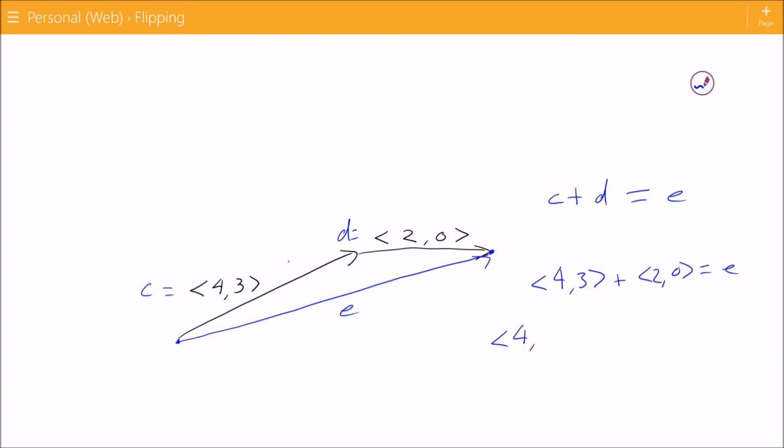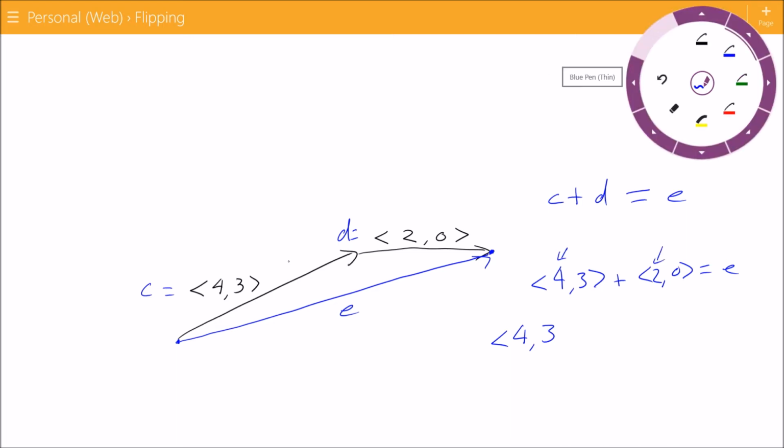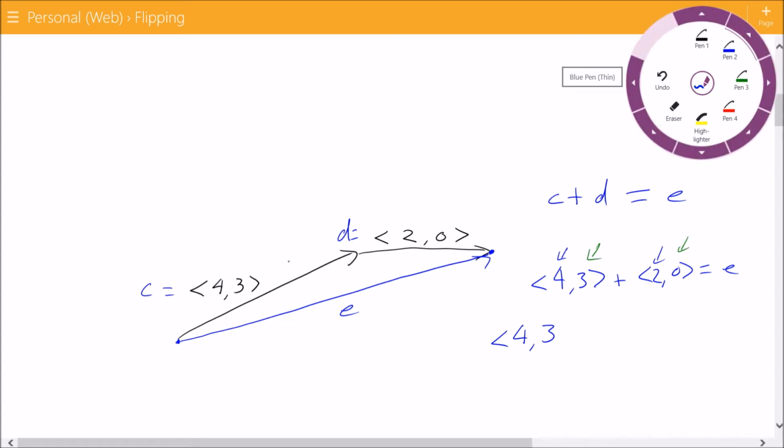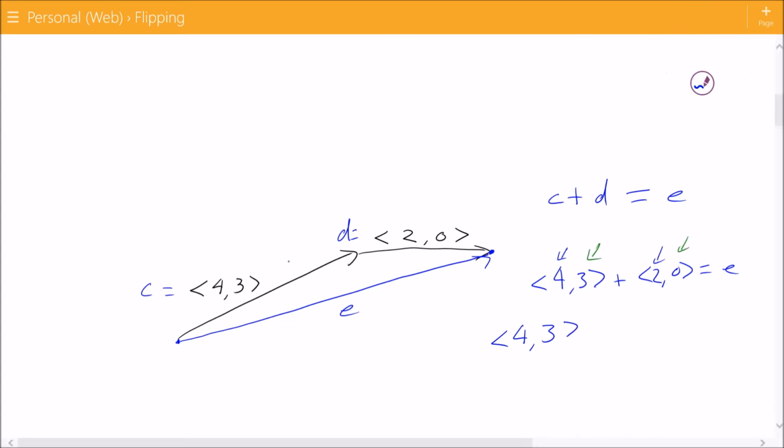Now, what I like to do is just take this 4, 3 and the 2, 0. I know I'm adding them. My horizontal is only going to affect my horizontal, and my vertical is only going to affect my vertical. So I stack these up, and I think it's a lot easier to see if you just do something like this. If this helps, add straight down. Your horizontal with your horizontal. 4 plus 2 gives you 6. 3 plus 0 gives you 3.